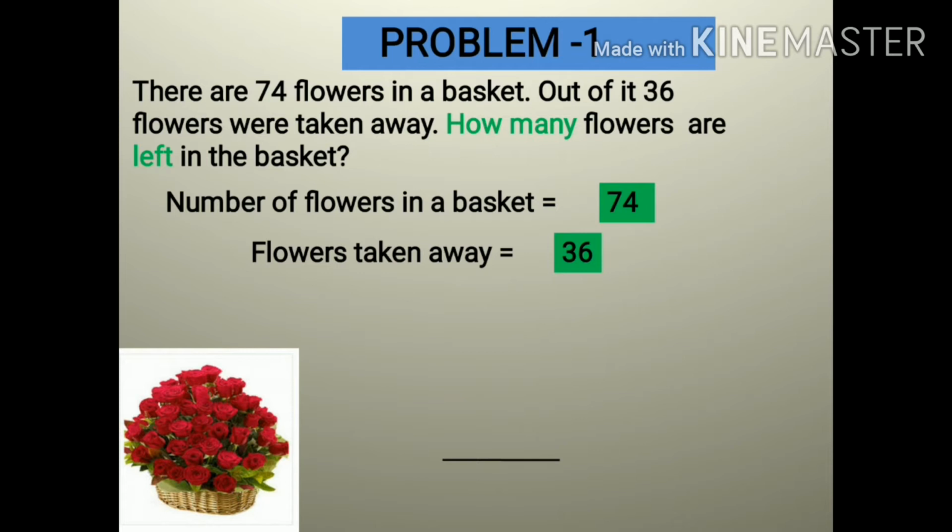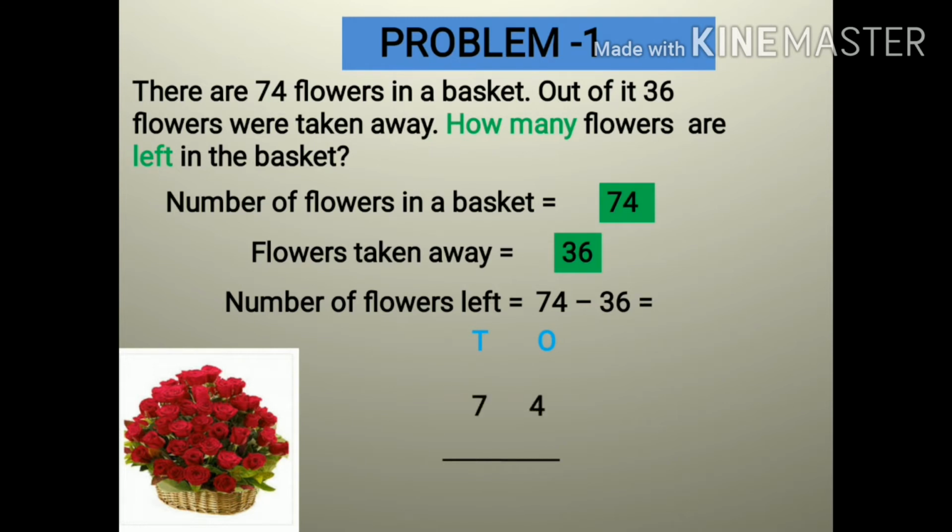So, what do we have to do? We have to subtract the numbers, isn't it? So, how many flowers are left? That is equal to 74 minus 36. Okay, now we will subtract and see 74 minus 36. First, let us place the numbers in the tens and ones columns and write it in this way. Now, we have to subtract the ones column first.